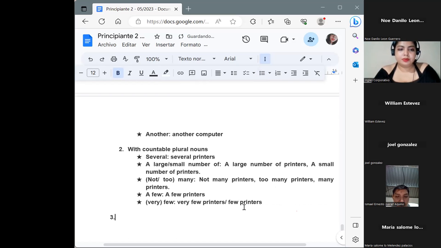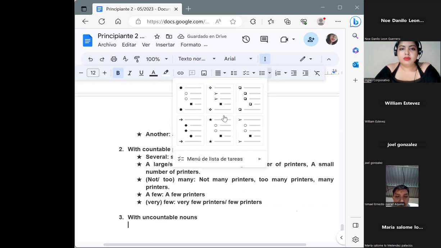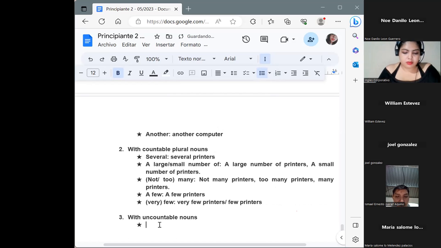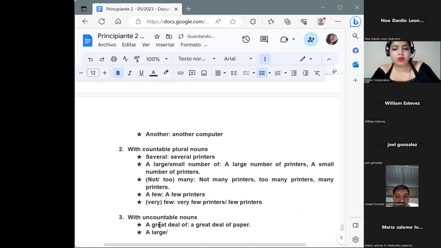Ahora, número tres. With uncountable nouns. Con nombres no contables. Aquí tenemos algunas palabras como a great deal of, una gran cantidad de papel. A large or small amount of.